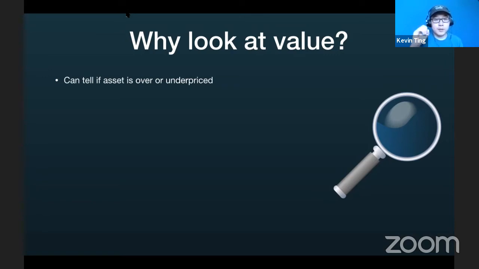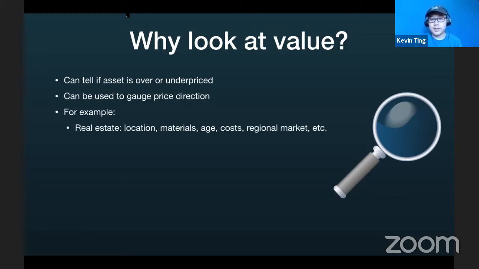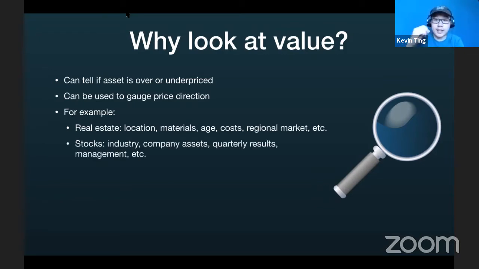Okay, so why do we want to take a look at value? Because then we can tell if an asset is over or underpriced, and it can be used to gauge price direction. For example, in real estate markets, you can look at the location, the materials of the building, age, costs, regional markets, etc., to get a fair value or a range for a certain property. For stocks, you can look at the industry it's in, the company assets, its quarterly results, the management team, and combine all of those to generate a fair value.